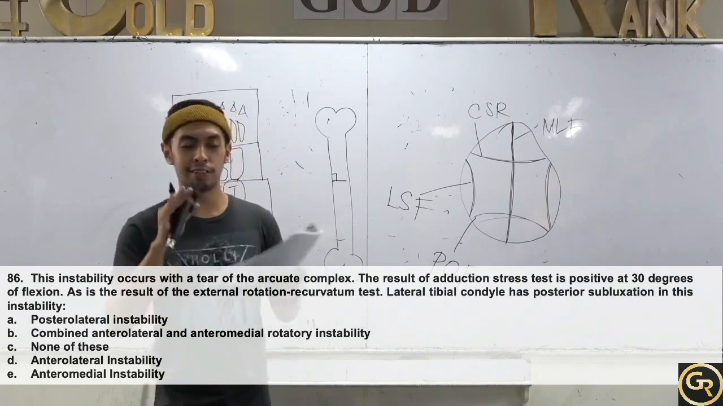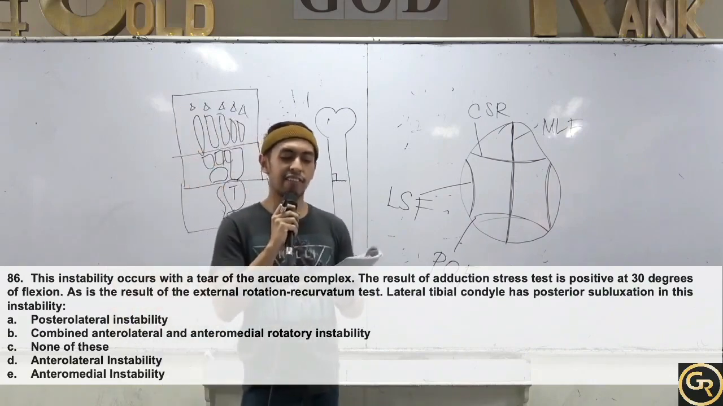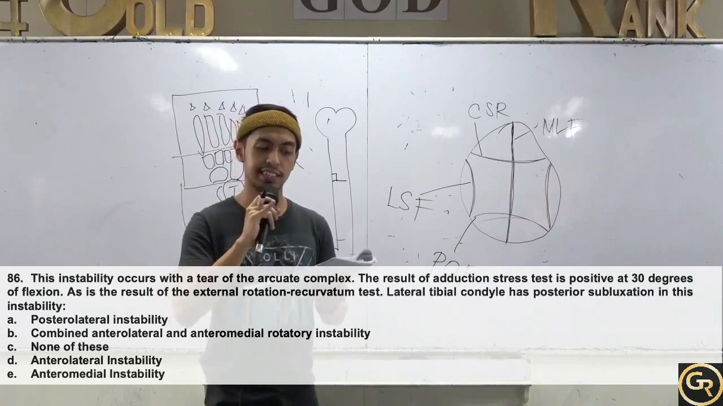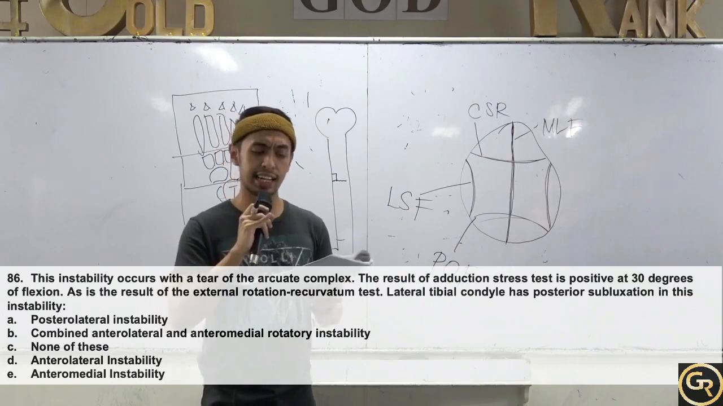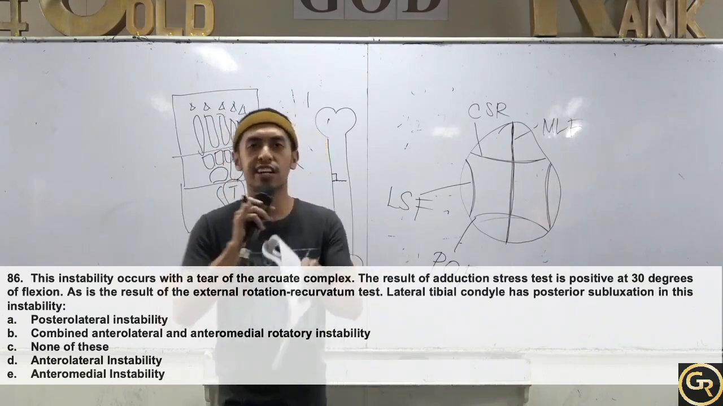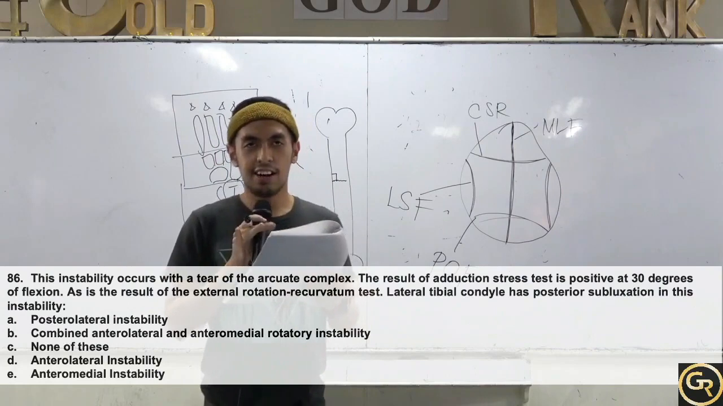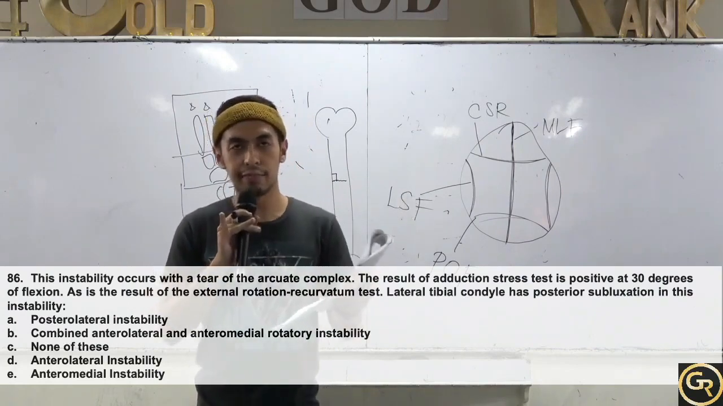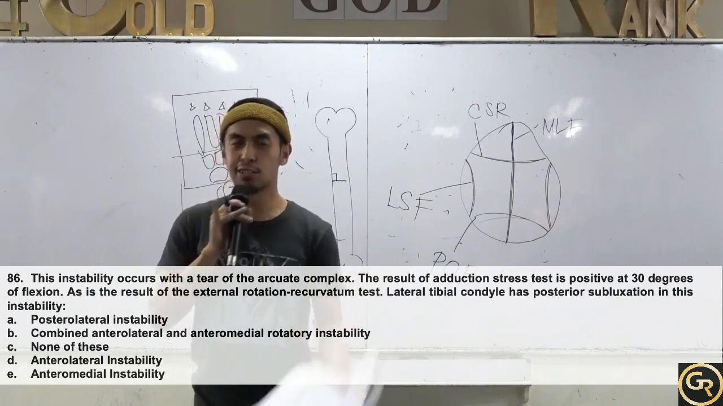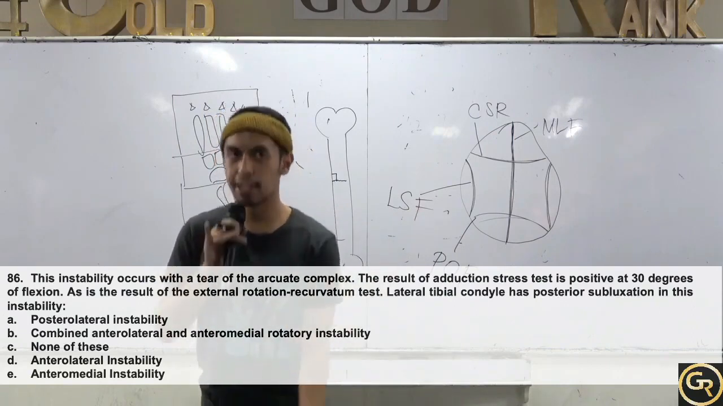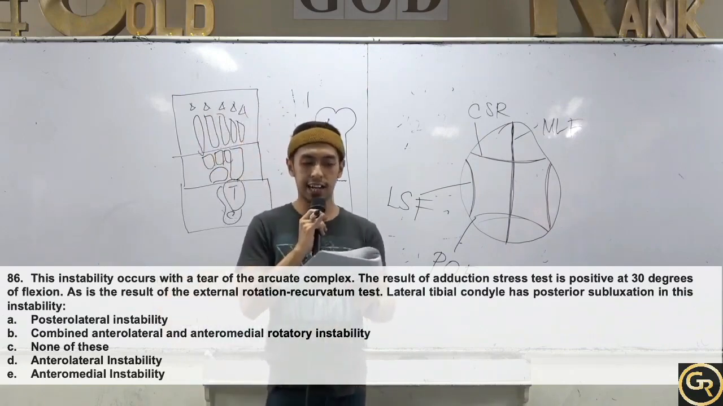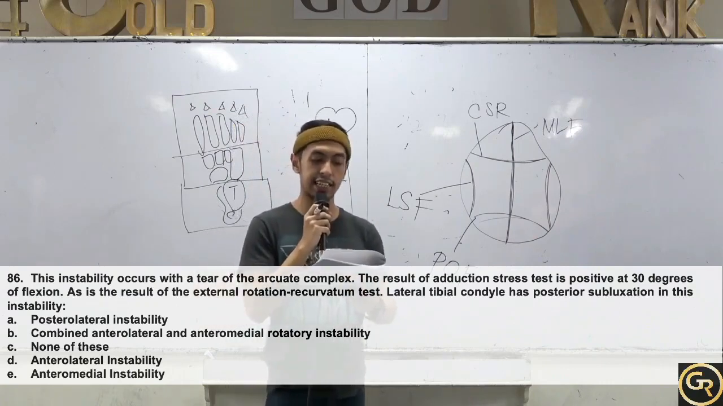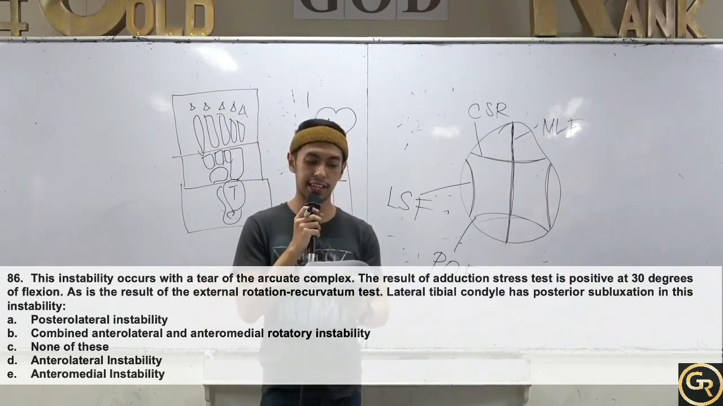Okay, look at your clue words here. You have lateral tibial condyle with posterior subluxation in this instability. It means that if I provide a posterior force on the tibia, the lateral tibial condyle will protrude. So posterior, and then there's a lateral part that protrudes. Therefore, your best answer here is letter apple, posterolateral instability.